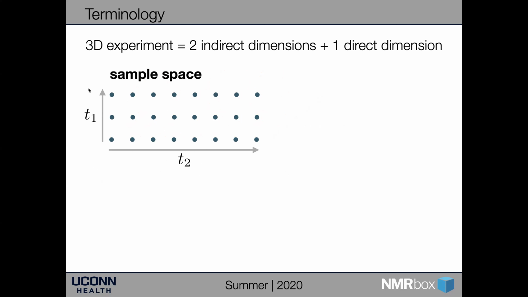We refer to this as our sample space. And each of the points in that sample space, courtesy of David Donoho, we've got a cute name for it. It's called an indel, an indirect element. So this is like a pixel being a picture element in your monitor, or a voxel being a volume element if you were doing a continuum mechanics simulation.